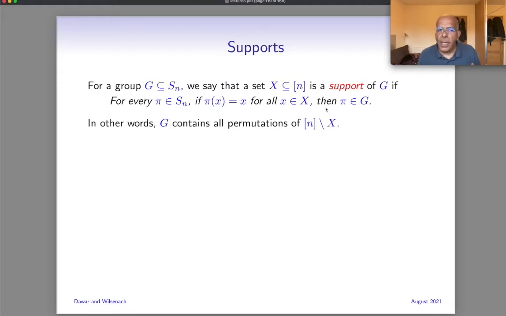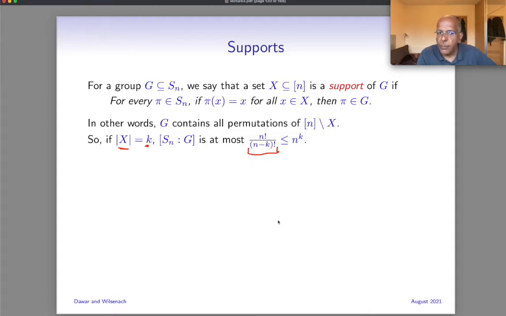Now, if G has small support, if there is a support of G of size k, that means that G must contain all permutations which fix the elements of X, and that's a subgroup of size n minus k factorial. So the index of G is at most n factorial divided by n minus k factorial, and therefore it is at most n to the k. So in other words, groups which have constant size supports have polynomial index.